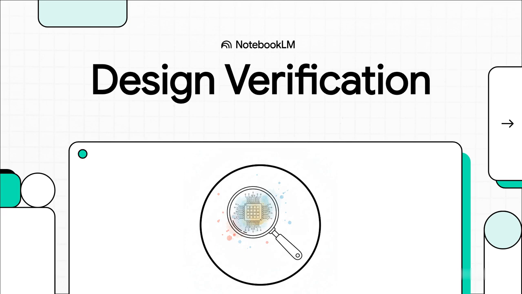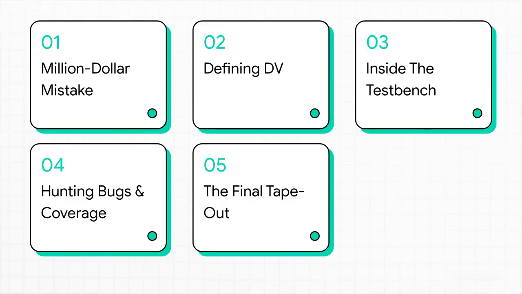And here's the kicker. Those chips absolutely must work perfectly the very first time they're manufactured. There's no margin for error. So in this explainer, we're going to unpack a critical phase of the VLSI design flow known as design verification. It is basically the ultimate safety net of the tech world, and I'm so excited to guide you through exactly how it works. Okay, let's dive into this.